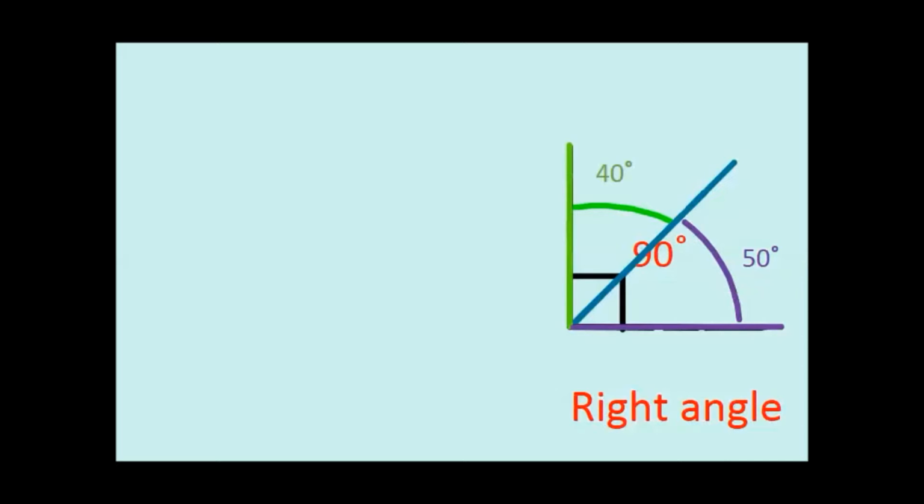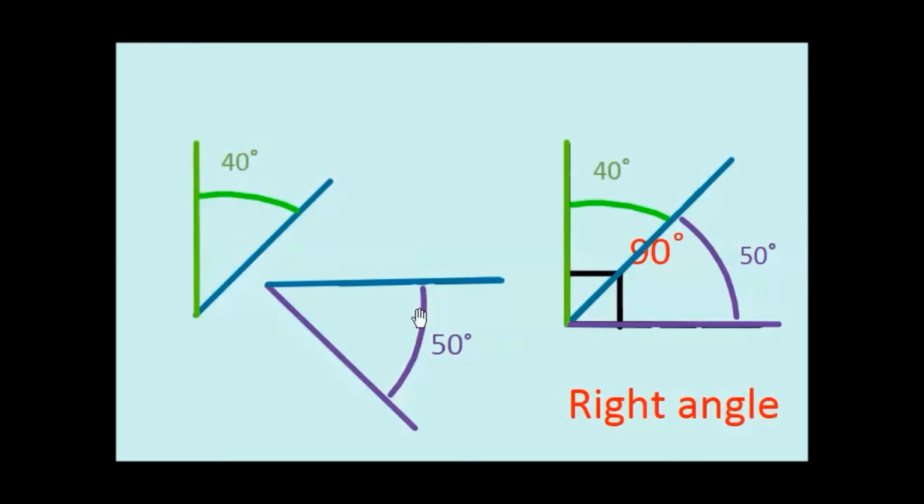But complementary angles don't have to be together. So both of these angles are complementary, and they add up to 90 degrees. But they don't have to be in the same place, and they don't have to be right beside each other to be complementary. While we're on this screen, I would like to talk about adjacent angles. Adjacent angles share the same side, and they have the same vertex.